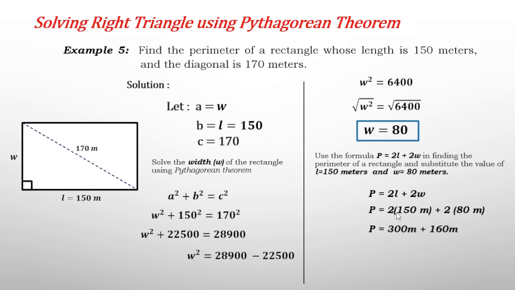So simplifying further, we have 2 times 150 meters is equal to 300 meters plus 2 times 80, that is equal to 160 meters. Then as we are going to get now the sum, or add now 300 meters plus 160 meters, the perimeter is 460 meters. Then we can say that the perimeter of the rectangle is 460 meters.